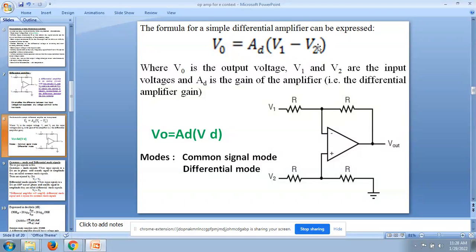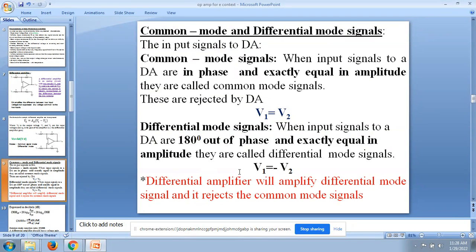What is V1 minus V2? Because it is a differential amplifier, we write it as VD. So when you simplify this equation, you will get V naught is equal to AD into VD. Any operational amplifier can be operated in two modes, that is common mode and differential mode. The input signal has to be considered to determine common mode or differential mode. So let's see the difference between the two of them.